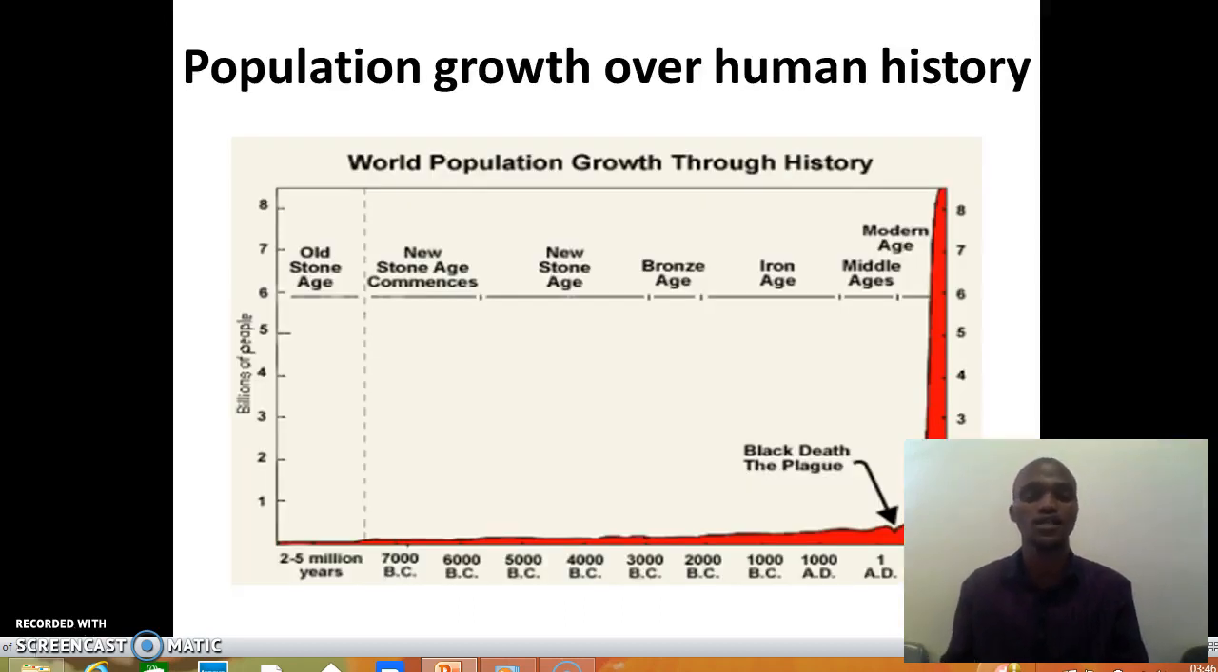Here is a graph which illustrates the population growth over human history. As you can see here, we have our modern age and we have our old stone age. As years went by, you will see that the population has been growing, but it was below 1 billion. But as you can see now, in the modern age, the population is actually sitting at 7.3 billion, as shown here in this graph. And as you can see, this graph is a J-shaped graph, which means the population is growing exponentially.